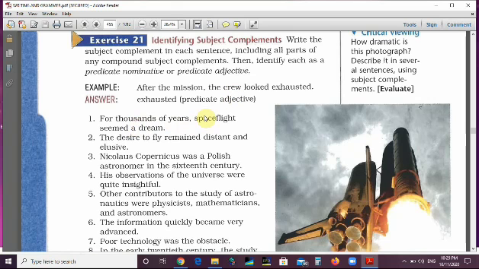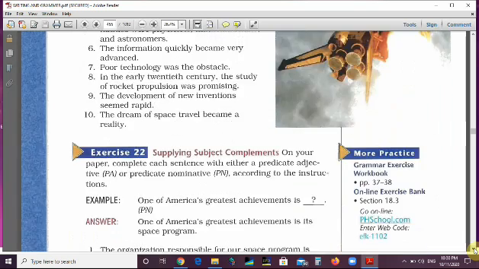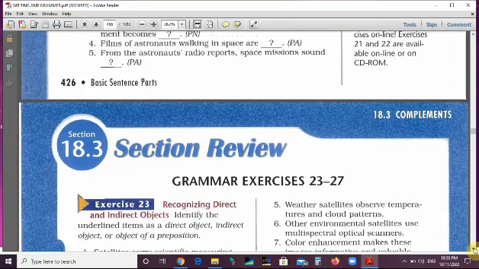For thousands of years, space flight seemed a dream. Space flight, subject, seemed, linking verb, dream is the complement, so it's a predicate nominative because it's a noun. Number 2, the desire to fly remained distant and elusive. Remained is a linking verb, distant and elusive, compound predicate adjectives. And this is the end of this part.